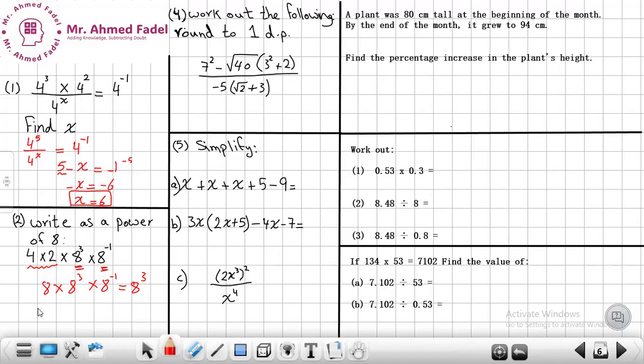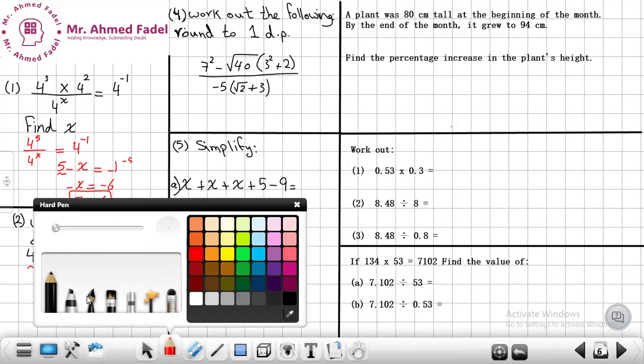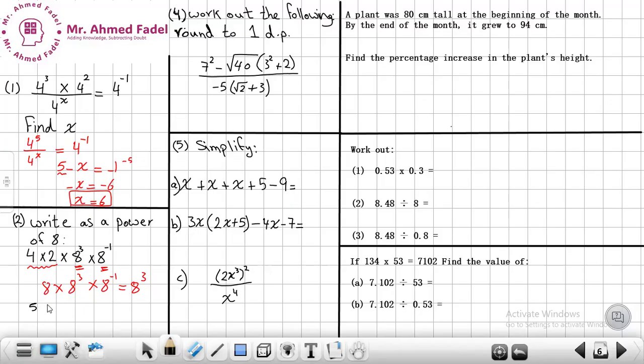They could have done it with different numbers. I'm going to change the color and write a different question. They could have said to you, for example, 5 times 2 times 10 to the power of 3, and they want you to write the answer as a power of 10. So what are we supposed to do, mister? You say 5 times 2 is 10, times 10 to the power of 3 remains the same. So now 10 times 10 to the power of 3 is 10 to the power of 4. That's a different question.